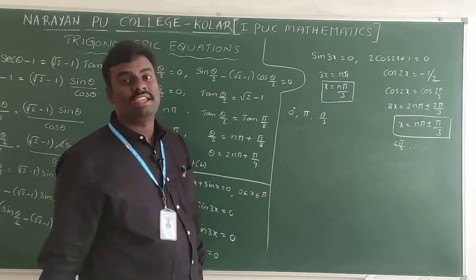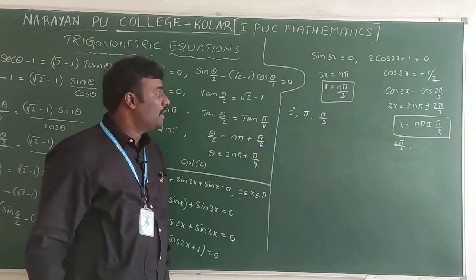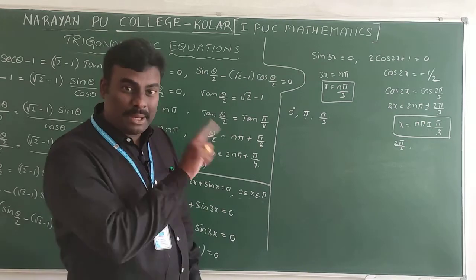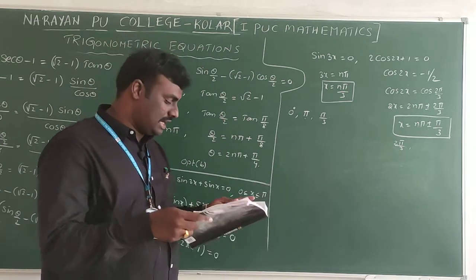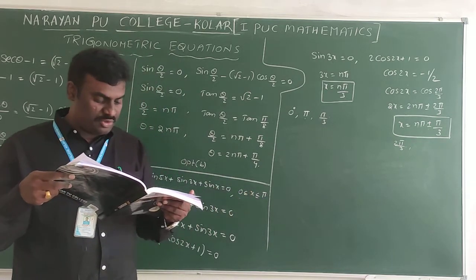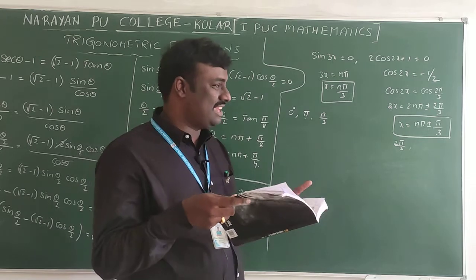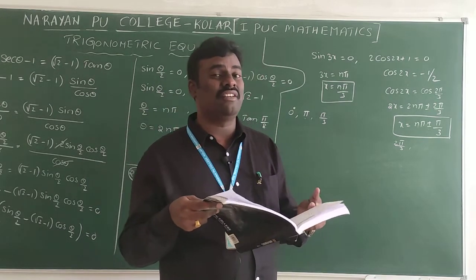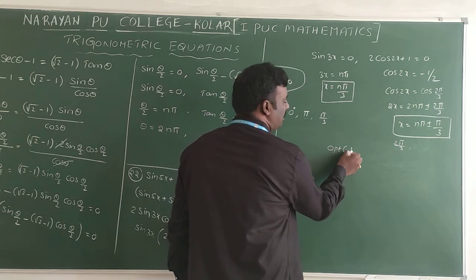Now finally, how many values are satisfying? 0 is satisfying, pi is satisfying, pi by 3 is satisfying, 2 pi by 3 is satisfying. Totally you will get 4 values, but in the options they have given 3. 3 is not correct. The answer is none of these. Option D is the correct answer.